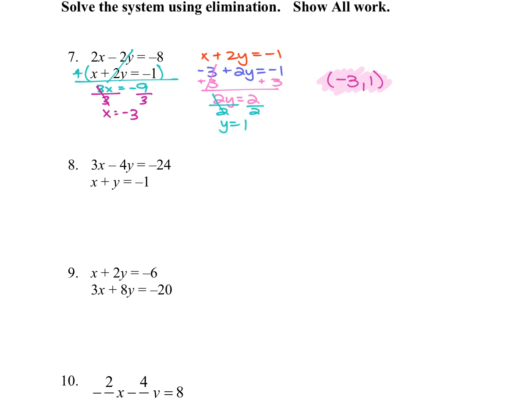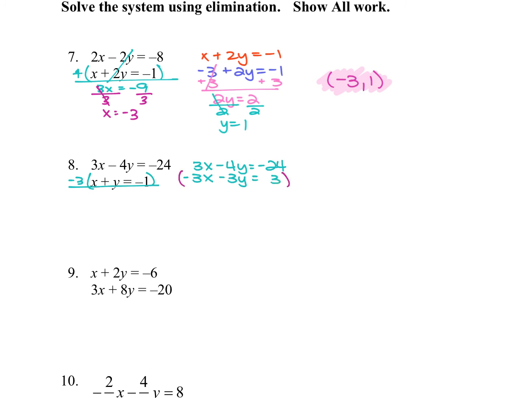For number 8, you have 3x minus 4y is equal to negative 24, and x plus y is equal to negative 1. If it was me, I would multiply the bottom equation by negative 3, so that way it cancels out my x values. So this is going to give us 3x minus 4y is equal to negative 24, as well as negative 3x minus 3y is equal to positive 3.